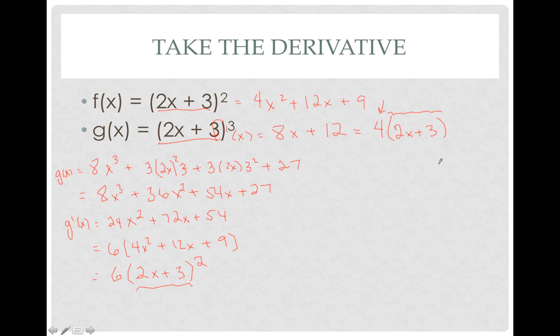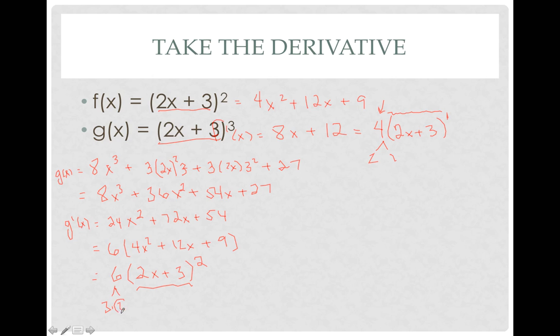And here's what I want to make a note of. This is 2x plus 3 to the first power. And guess what? That's 1 power less than 2. This is 2x plus 3 to the second power, which is 1 less than a power of 3. And if you look at 6, 6 is actually 3 times 2, and 4 is actually 2 times 2. So it kind of looks like we used the power rule on this big ugly thing. We brought the 3 down to the front, and we reduced it by 1.